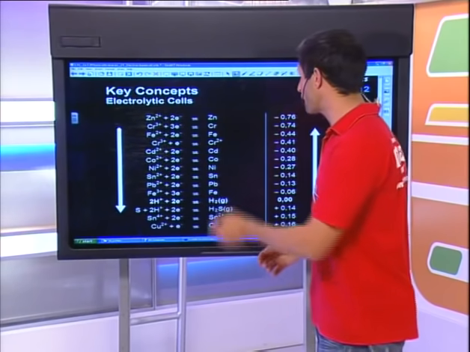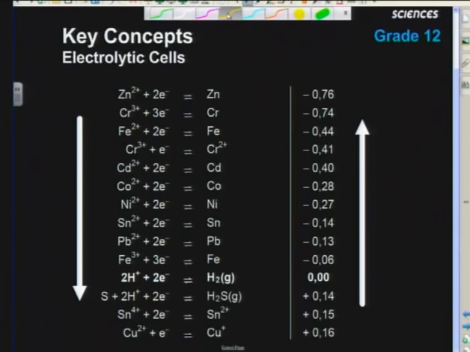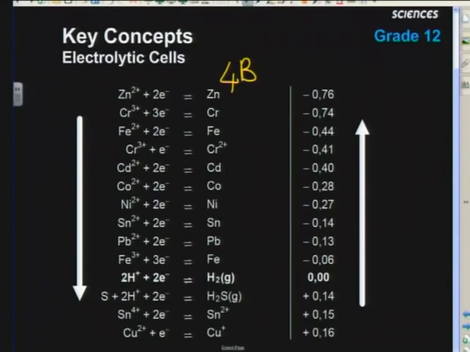If you're looking through your old exam tables, it's right at the back of your exams. It's called Table 4B. I'm using the second one, the one with lithium on top.